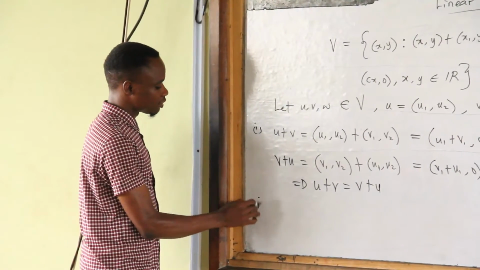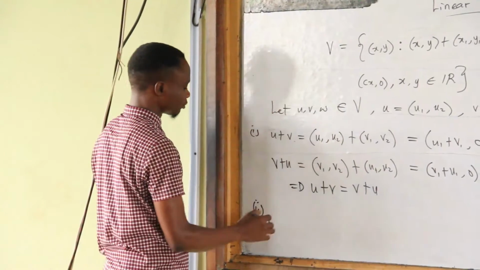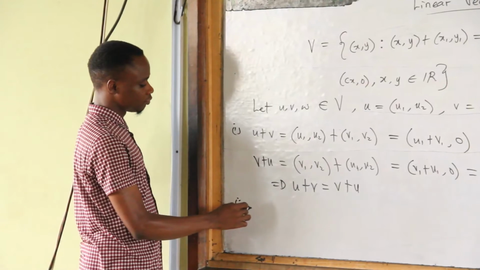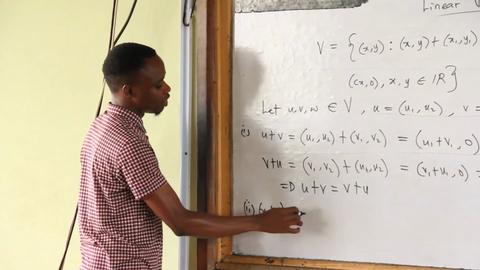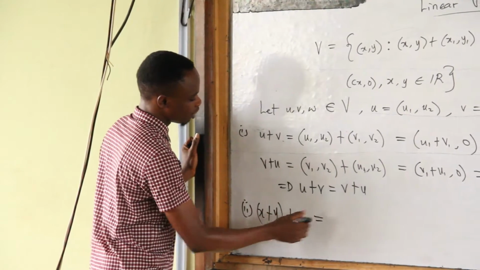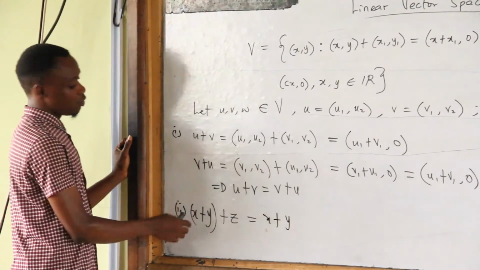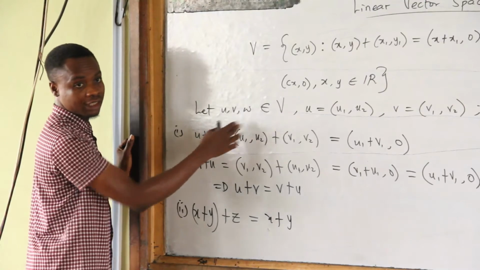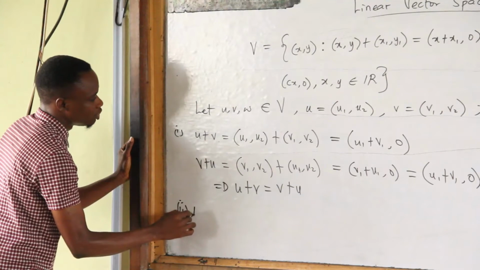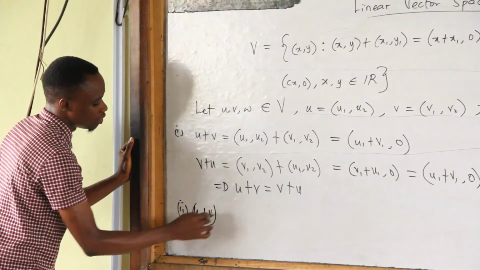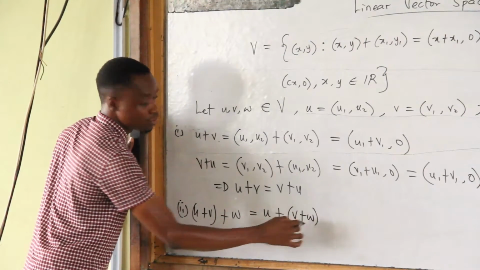So what's the next thing you want to check? What's the second condition? Okay, associativity. You want to check if X plus Y plus Z is equal to X plus Y plus Z, grouped differently. In this case, we're going to be using U, V, W that we have defined instead of X, Y, Z. Is it clear? So I want to find out if U plus V plus W, grouped one way, is equal to U plus V plus W, grouped the other way. Do you understand the idea?